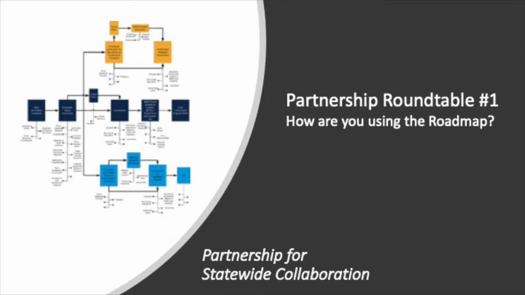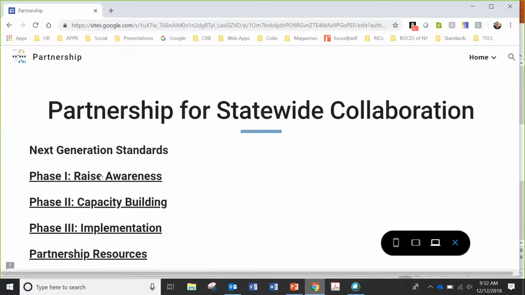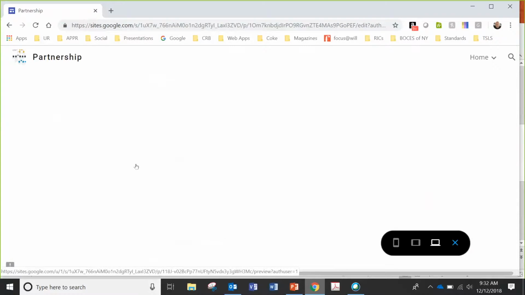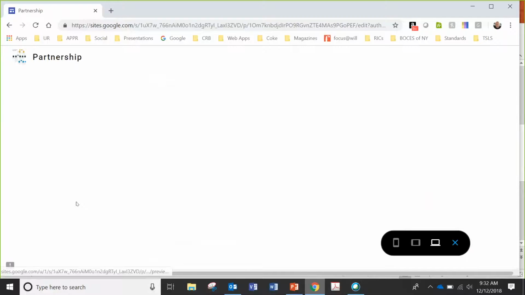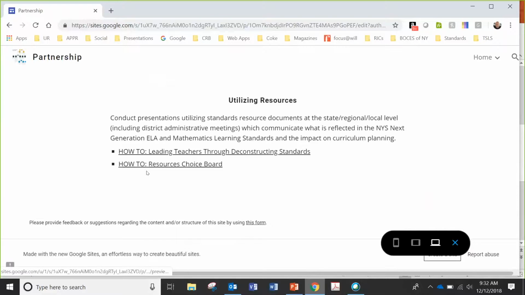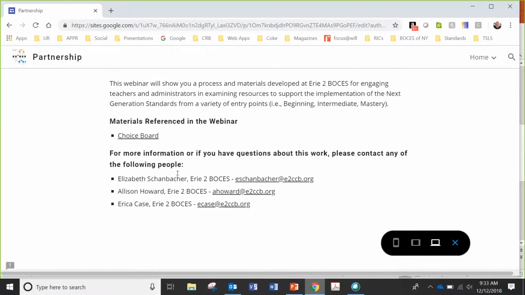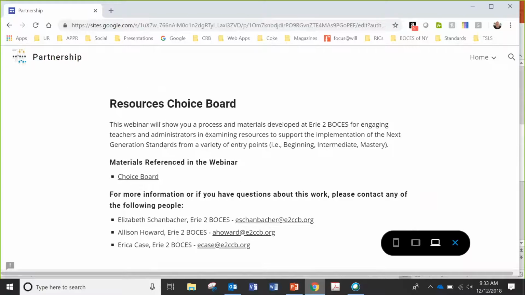Hopefully everybody can see the screen, and this is under the utilizing resources. So if we go back out from the beginning, under phase 1, goal 2, and utilizing resources, we've added one in here, a choice board that was developed by some folks at Erie 2, and we've got it in here along with the description of what it is.